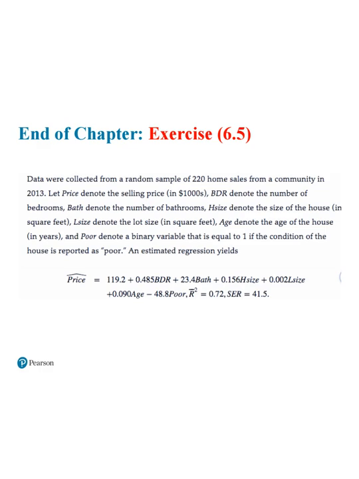All right, to finish this up, let's look at an end of chapter exercise. This is going to be exercise 6.5. Let's talk about the particulars. Let's say that data was collected from a random sample of 220 homes in a community in 2013. Let price be the selling price in thousands of dollars. Let's say BDR is the number of bedrooms. Bath is the number of bathrooms. H size is the size of the house in square feet. L size is the lot size, which includes the backyard. And then age denotes the age of the house in years.